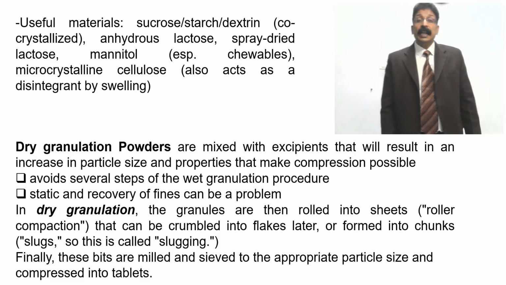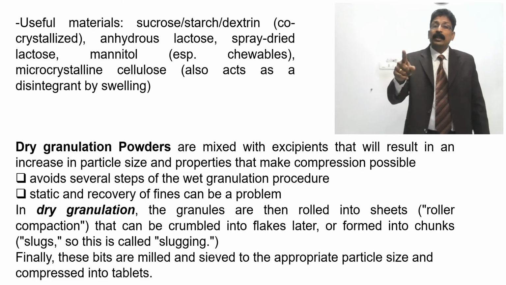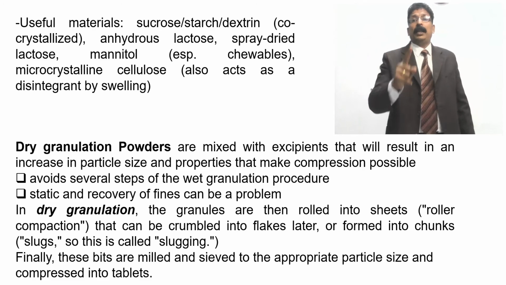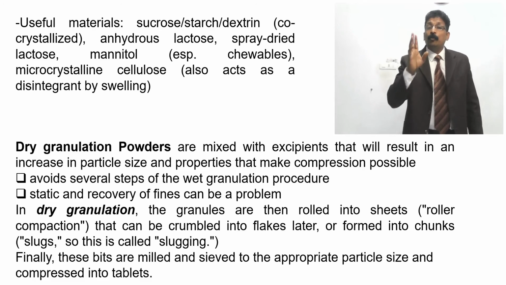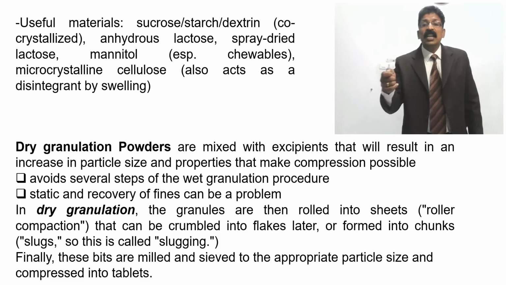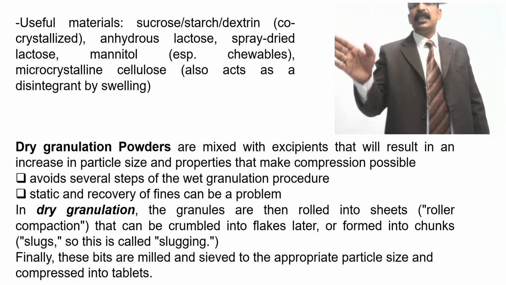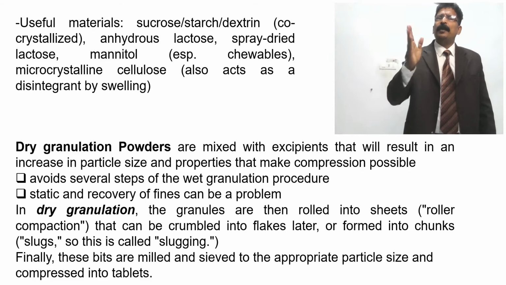In dry granulation, the granules are rolled into sheets. In a roller compactor or roller mill, they can be clumped into flakes or chunks or slugs, which is called slugging. It is called slugging, as I told. And finally, the slugs with the bits will be sieved and crushed by means of a multi-mill.